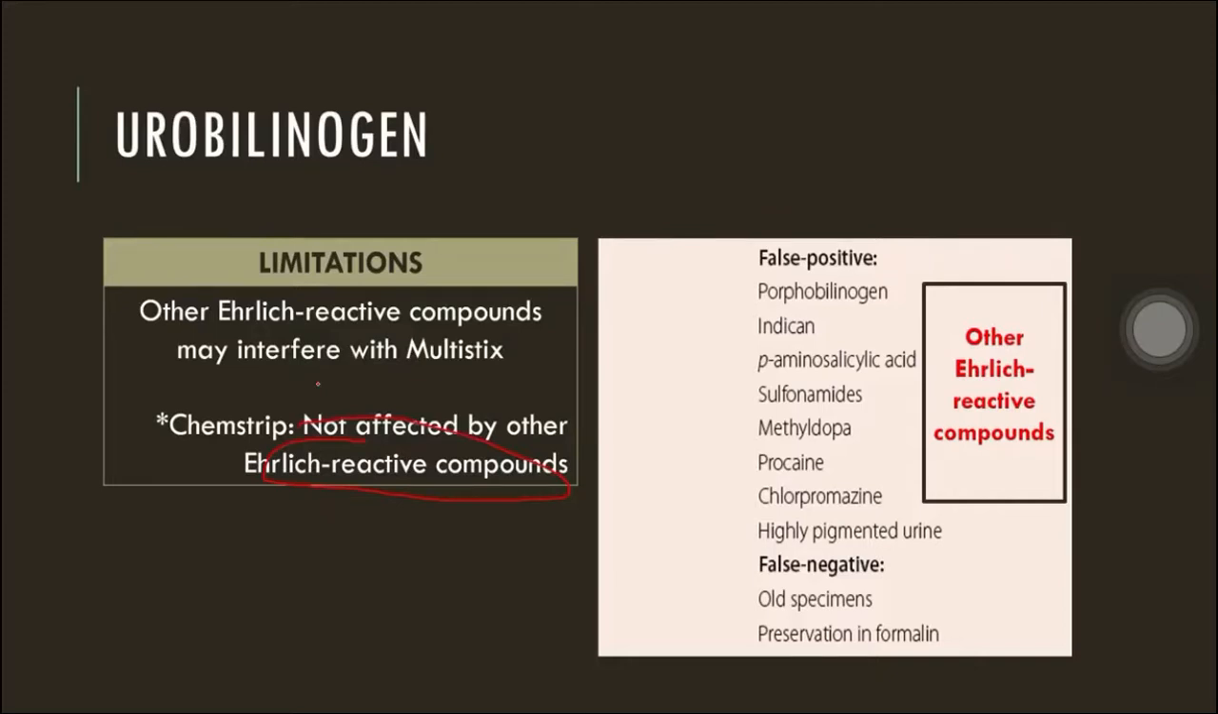So how will you, for example, with multistix, differentiate urobilinogen from other Ehrlich reactive compounds? Okay, doon na papasok yung mga other chemical tests natin. Before pala tayo doon, again, old specimens: oxidation of urobilinogen in an unpreserved specimen may cause urobilin, which can result in a false negative reaction. Okay, going back, ano ulit yung way for us to differentiate urobilinogen from other Ehrlich reactive compounds?